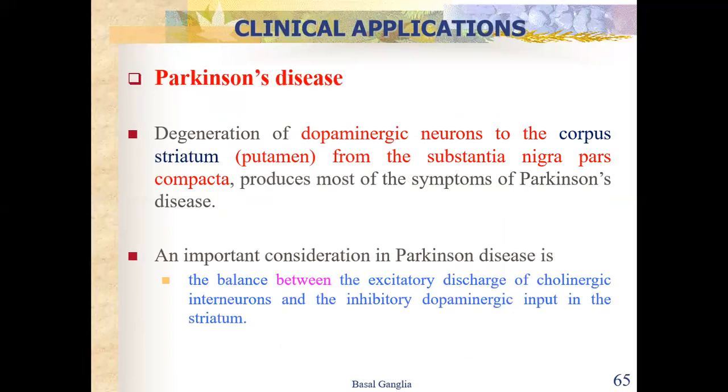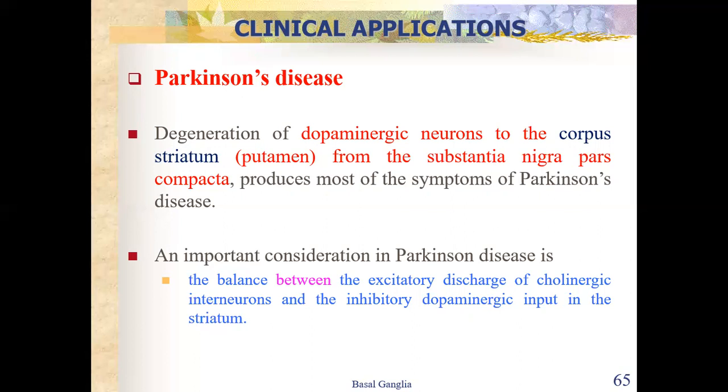Then, degeneration of the dopaminergic neurons to the corpus striatum is the main problem. So, in that aspect, the loss of dopaminergic neurons from the substantia nigra pars compacta to the corpus striatum produces most of the symptoms. That is where the problem comes from. So once the connection from the substantia nigra pars compacta by way of the dopaminergic neurons to the corpus striatum, especially the D1 and D2 receptors of the putamen, is lost, then Parkinson's disease will surely manifest.